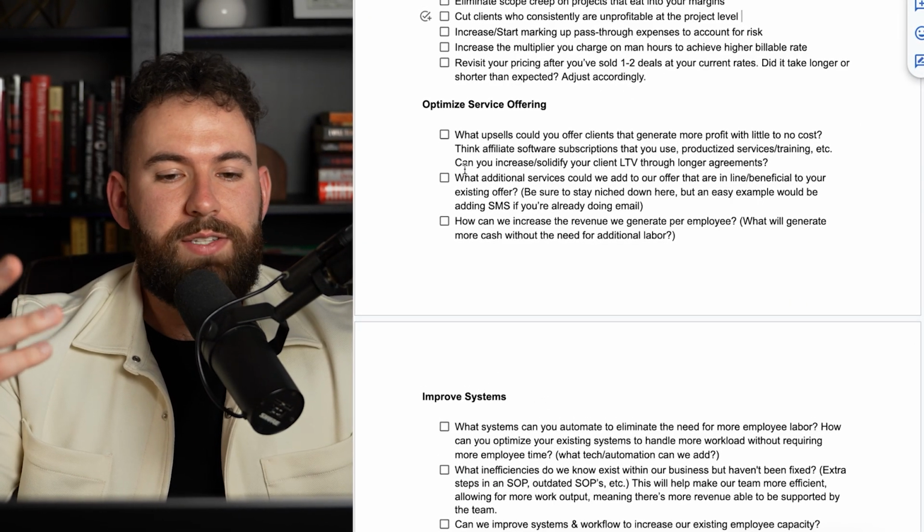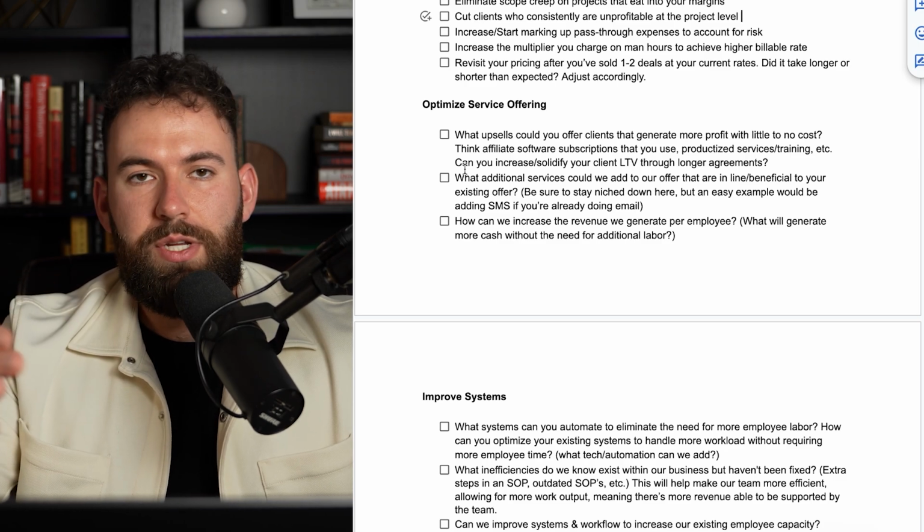Lastly, revisit your pricing after you've sold the last 1 to 2 deals at your current rates. Did it take longer or shorter than expected in terms of the hours that the team put into the project? Then adjust those fees accordingly. And I have a whole calculator built out on this. So if you're interested in that, shoot me a comment. Maybe I'll record a video on how I do that inside of the pricing calculator.